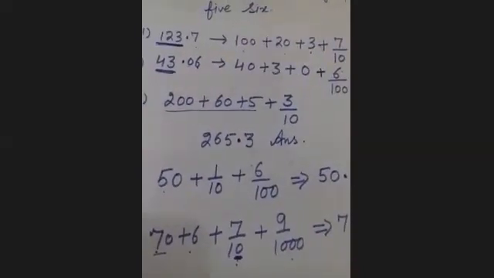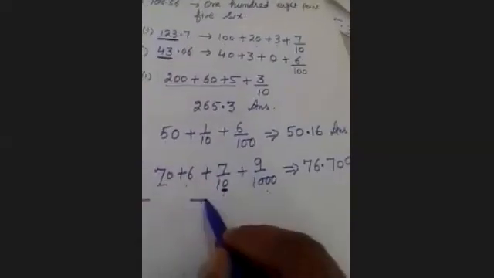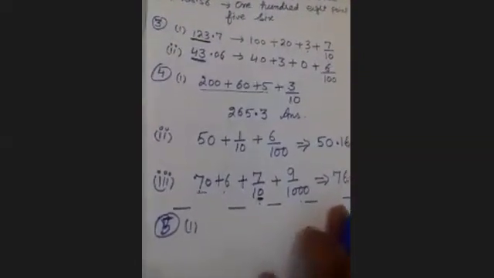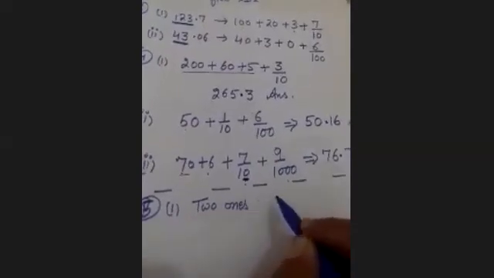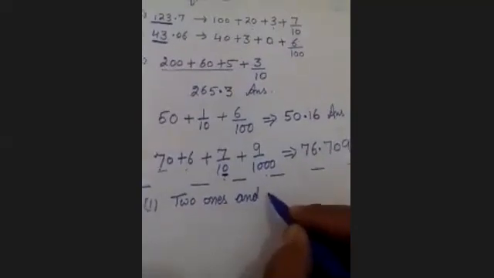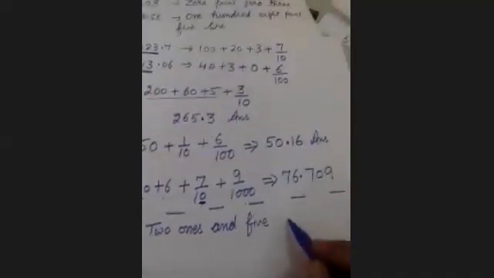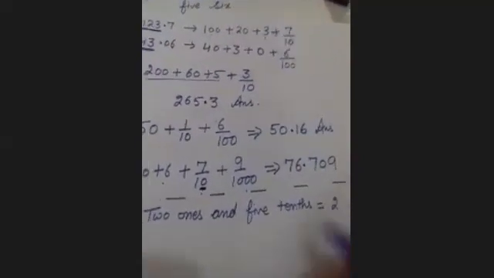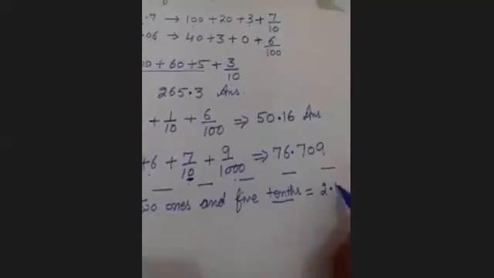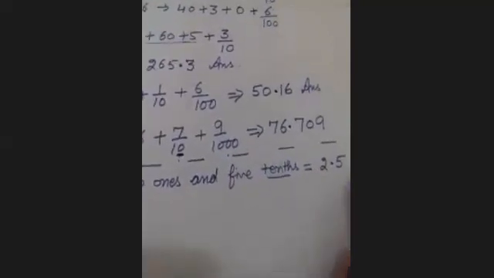Next is question number 5. Write each of the following numbers as decimals. Fifth question, first part. Your first part is 2 ones and 5 tenths. Two ones, 2, and 5 tenths, 0.5. So your number is 2.5.